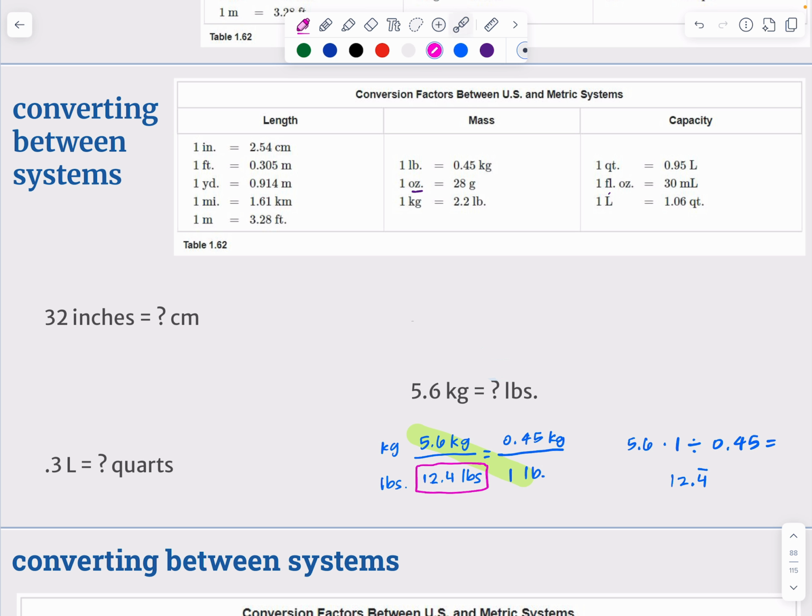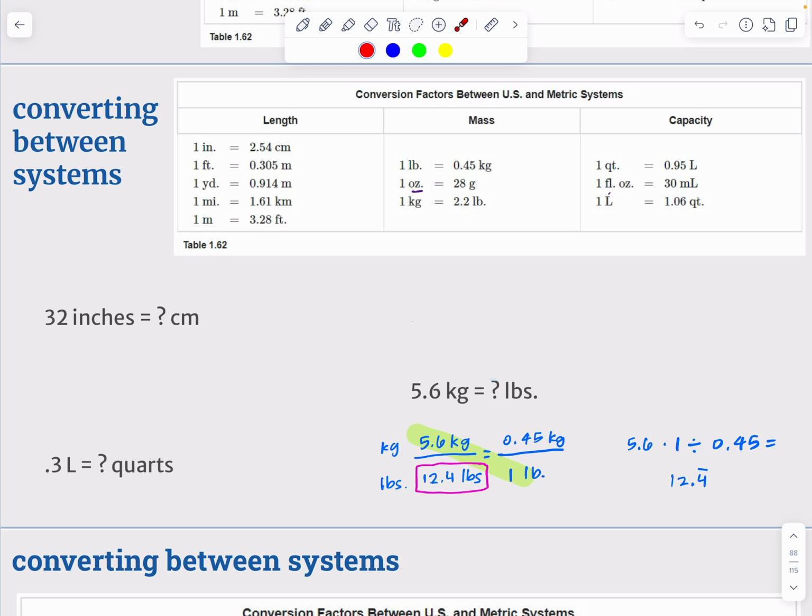So again, key idea, make sure that we're getting the units lined up with each other. And also, both things on the left here have to do with the measurement I was given. 5.6 kilograms and 12.4 pounds, that is the same thing. Those represent the same weight or mass. 0.45 kilograms and 1 pound, those are the exact same things.